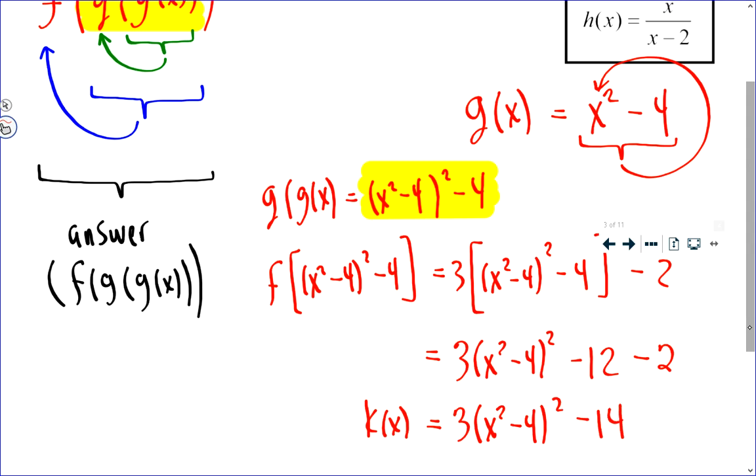And as I said before, you can take that x squared minus 4 quantity squared and FOIL it out if you wanted to. I don't think we need to. That's not the purpose of this lesson. So this is our answer. K of x is 3 times x squared minus 4 quantity squared minus 14.